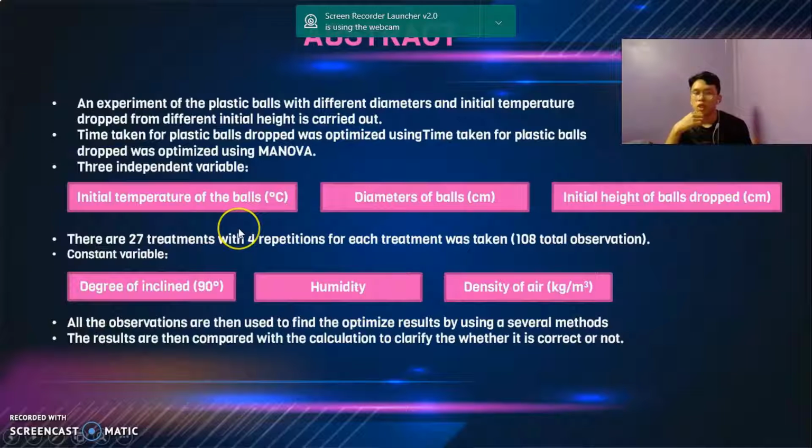Moving on to the abstract, the time taken for the plastic ball drop was optimized using the MANOVA, and these are three independent variables: initial temperature, diameter of the ball, and also initial height. These are three constant variables: degree of incline, 90 degrees, humidity, and density of air. So this observation will be optimized. We get a result with a different method, and the results will be compared to identify.